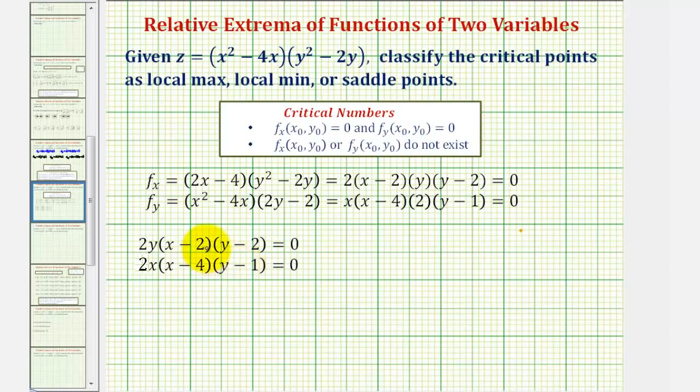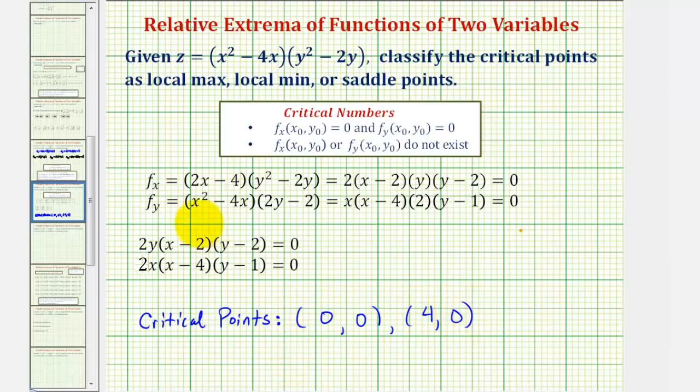So this may seem like a challenging system to solve, but we can take advantage of the fact that it's in factored form. For example, looking at this first equation, notice how if y was equal to 0, this equation would equal 0. So we'll find one critical point where the y coordinate is 0. Well, notice if y is 0, and we need the second equation to also be 0, x could be either 0 or positive 4. So this actually gives us two critical points, the point 0, 0 and the point 4, 0.